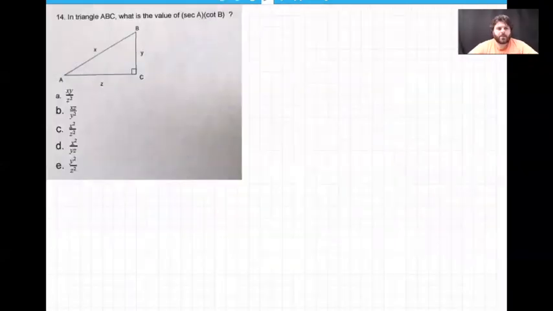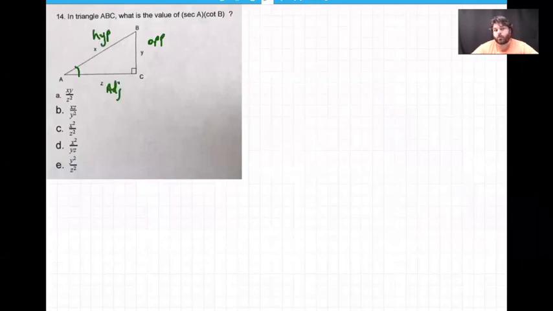All right, in triangle ABC, what is the value of secant of A times cotangent of B? There are 2 different angles in this problem, angle A and angle B. What you have to realize is that from angle A's perspective, this is the opposite, this is the adjacent, and this is the hypotenuse. When we look at angle B's perspective, the opposite and adjacent switch. The hypotenuse stays where it's at.